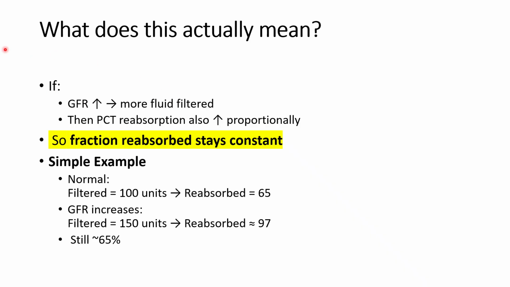So basically, all this was to explain to you how, despite increase in GFR, the PCT reabsorption will also increase, and the constant fraction 65% will remain the same. For example, if there are 100 units that are being filtered through glomerulus, PCT will reabsorb 65, that is 65%. If it increases to 150, PCT will reabsorb 97. So the fraction will be maintained.